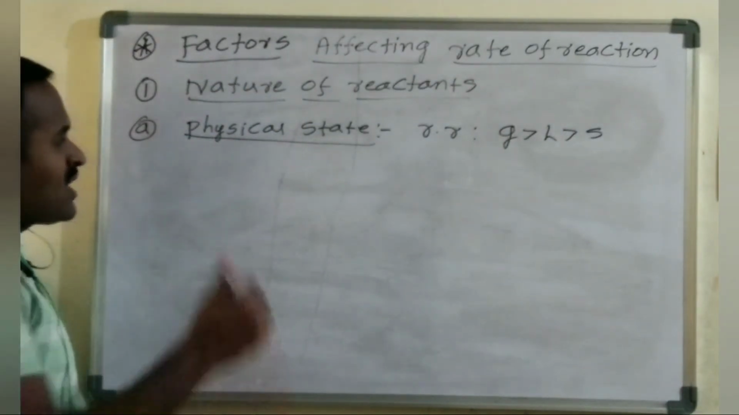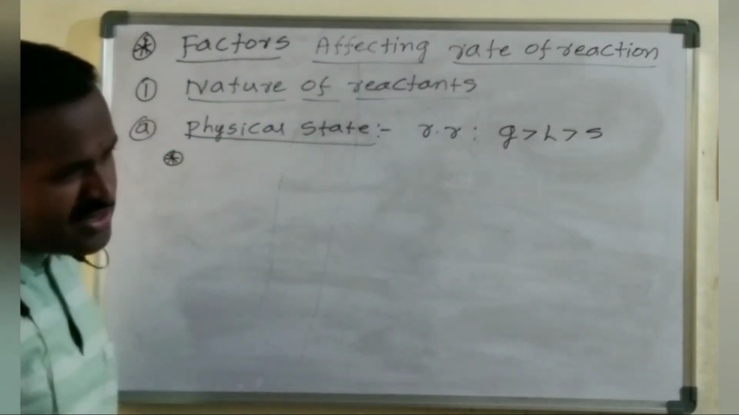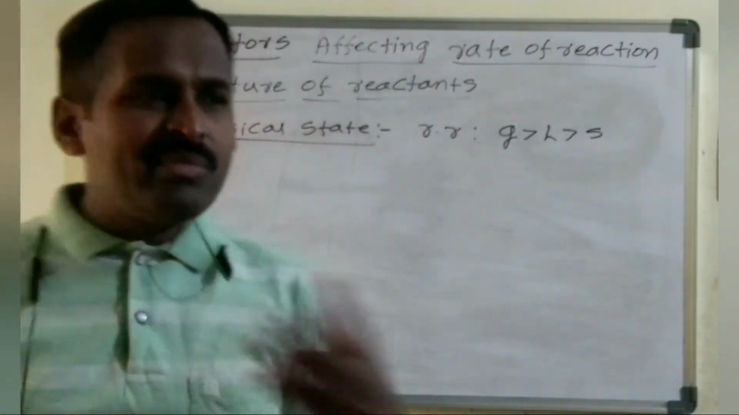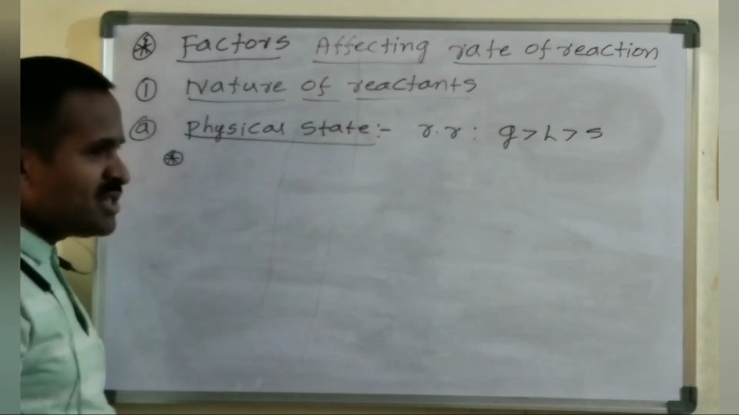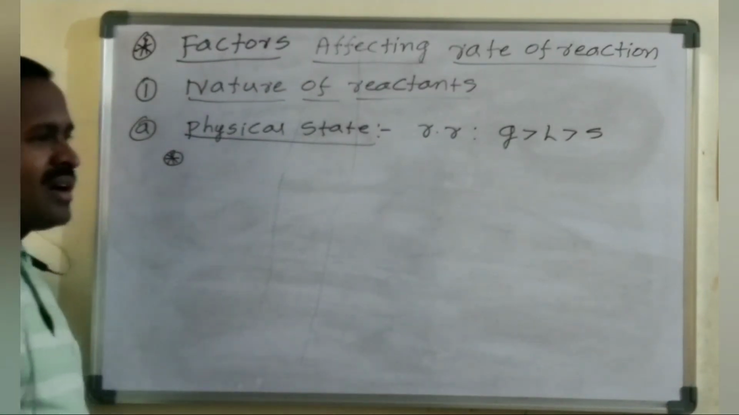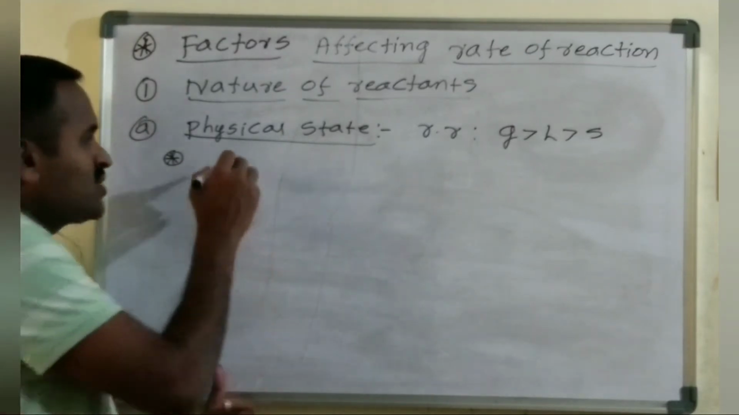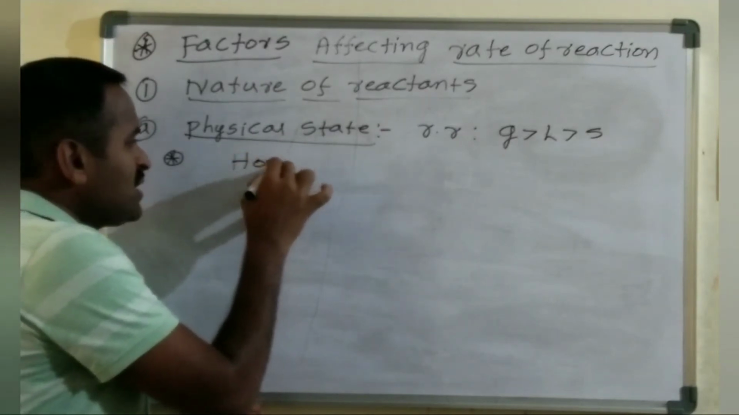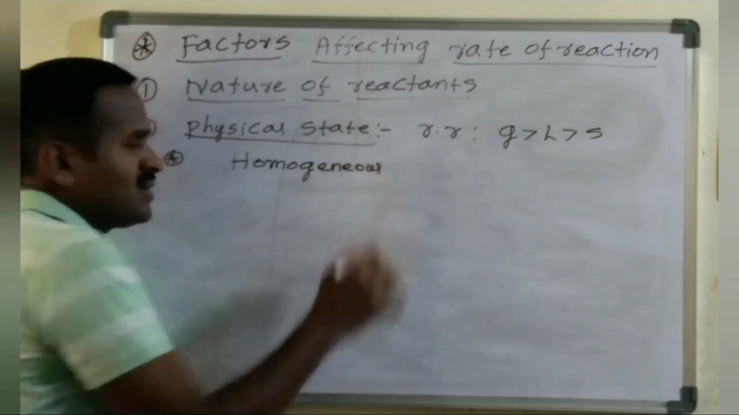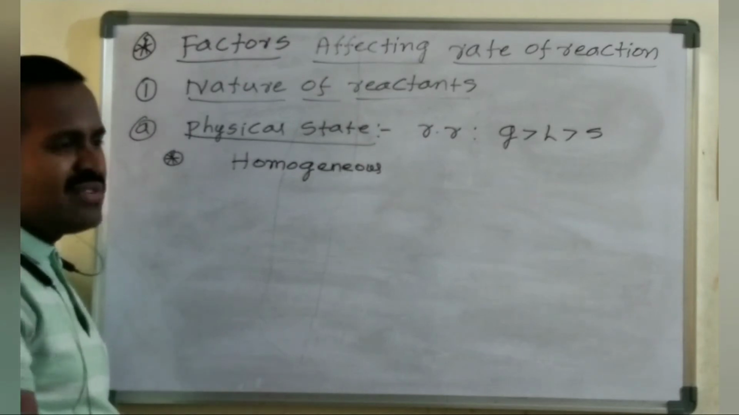And here, from the physical state point of view, there is homogeneous as well as heterogeneous. From the homogeneous point of view, it can make more collisions. Homogeneous is nothing but reactants containing the same physical state, which we call homogeneous. So homogeneous means the reactants are all in the same physical state.